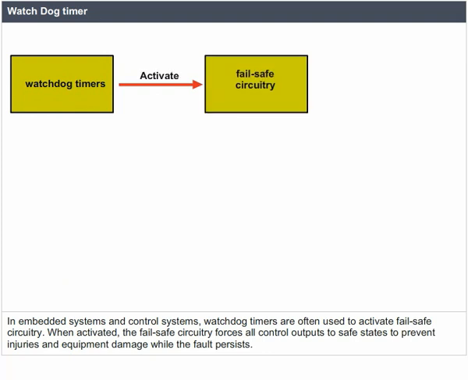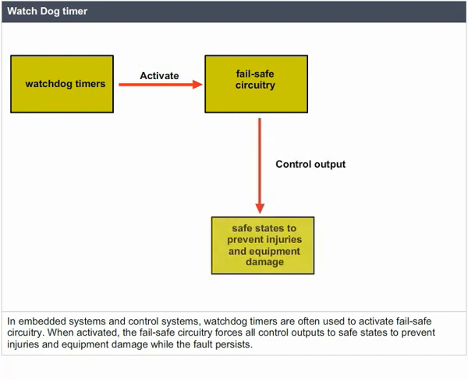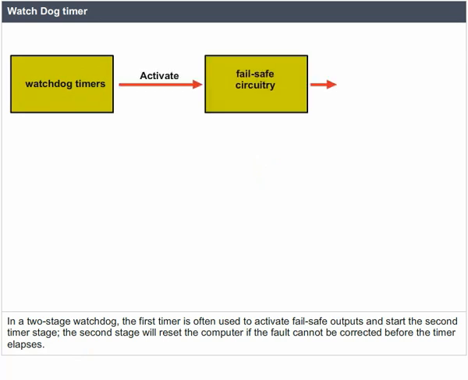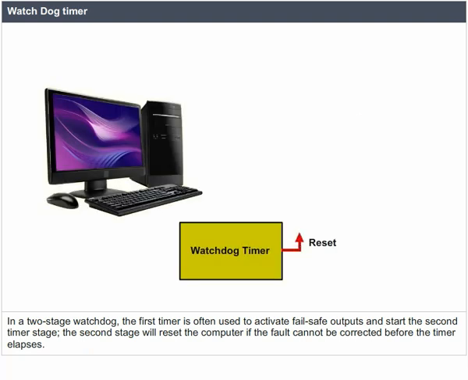When activated, the fail-safe circuitry forces all control outputs to safe states to prevent injuries and equipment damage while the fault persists. In a two-stage watchdog, the first timer is often used to activate fail-safe outputs and start the second timer stage. The second stage will reset the computer if the fault cannot be corrected before the timer elapses.